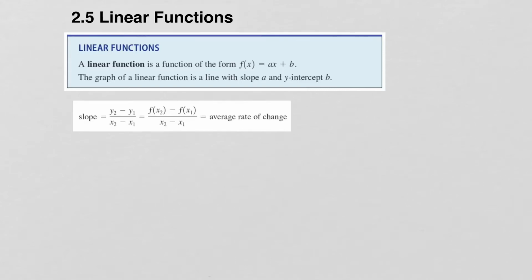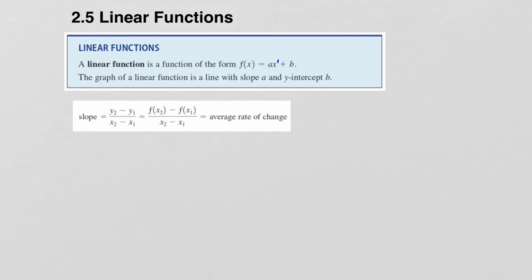In section 2.5, we look at linear functions. A linear function is a function of the form f of x equals ax plus b. One thing to notice in particular is that when you have a linear function, the power of x is equal to 1. So any function that has a higher power of x, or a radical, or an x in the denominator of a fraction, is not a linear function.